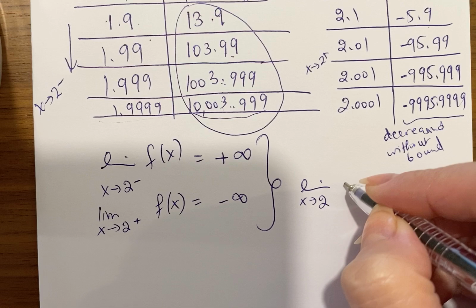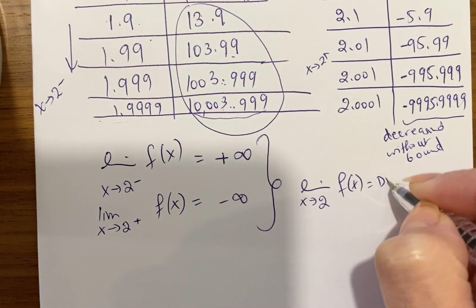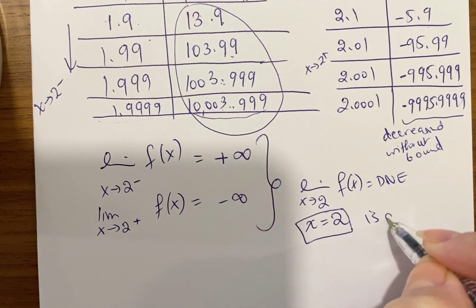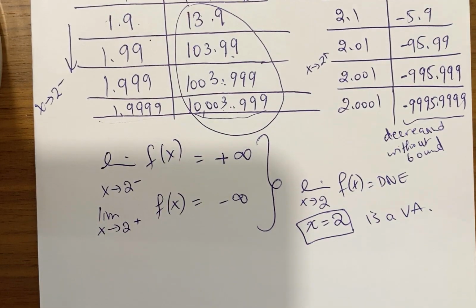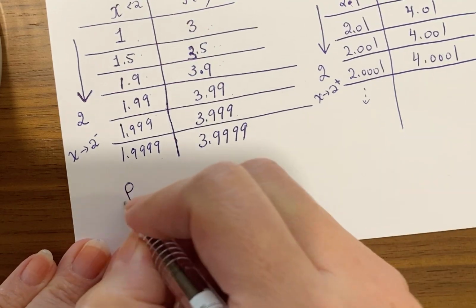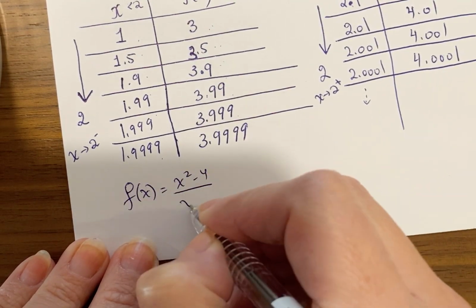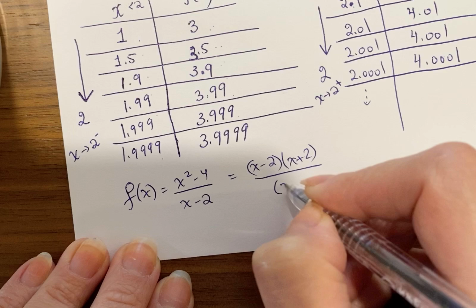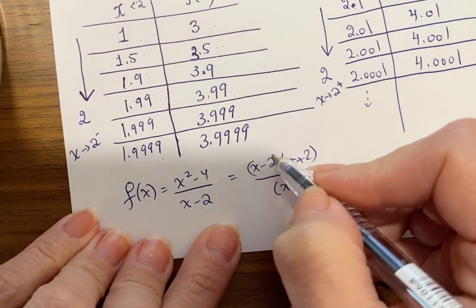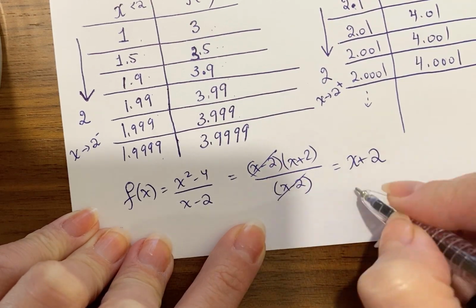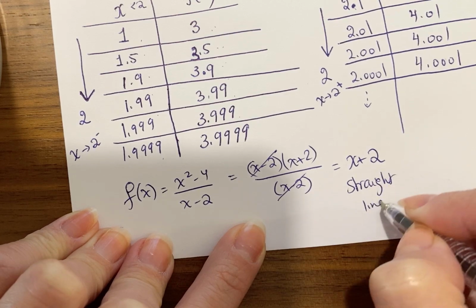Here the limit does not exist. We say it does not exist because they are infinities. And on top, we can directly realize that x equals 2 is a vertical asymptote, just as the graph indicated when we were talking. If we go back to this function that we have over here, what do we notice? This original function that we started with, x squared minus 4 over x minus 2, can be written as x minus 2 times x plus 2 over x minus 2. Which means that x minus 2 and x minus 2 can be cancelled, which gives me x plus 2 as a final answer, which is the straight line that we saw in the graph.